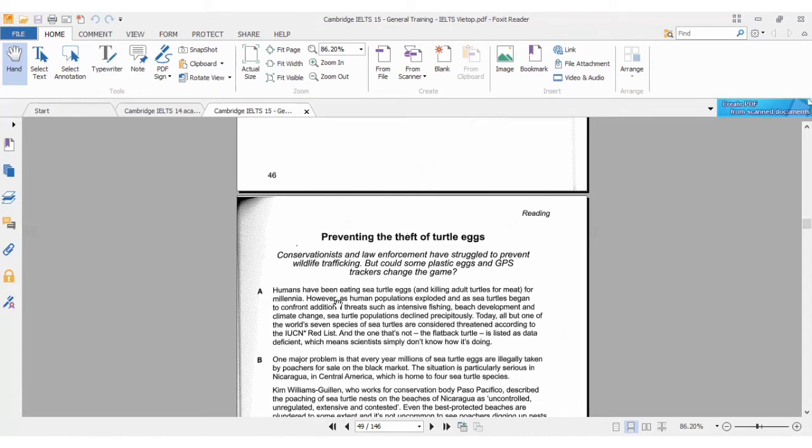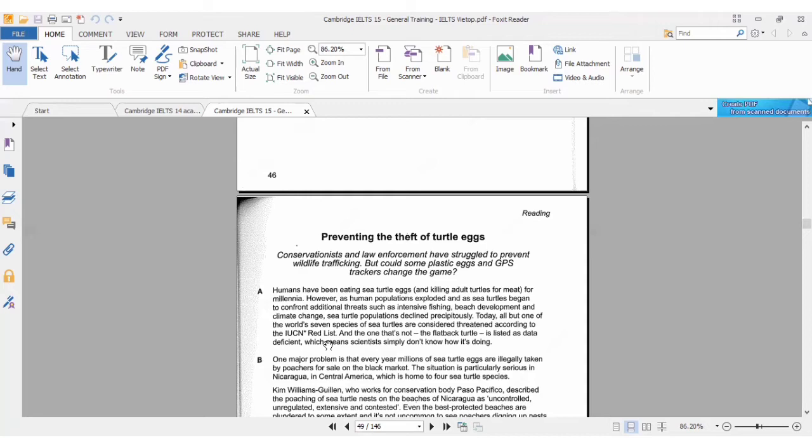Humans have been eating sea turtle eggs and killing adult turtles for meat for millennia. However, as human populations exploded and as sea turtles began to confront additional threats, such as intensive fishing, beach development, and climate change, sea turtle populations declined precipitously. Today, all but one of the world's seven species of sea turtles are considered threatened, according to the IUCN Red List. And the one that's not, the flat-back turtle, is listed as data deficient, which means our entities simply don't know how it's doing. Okay, so they are talking about the dangers that sea turtles experience.